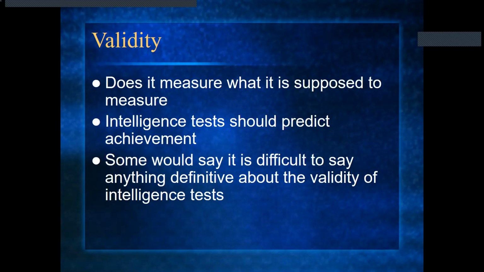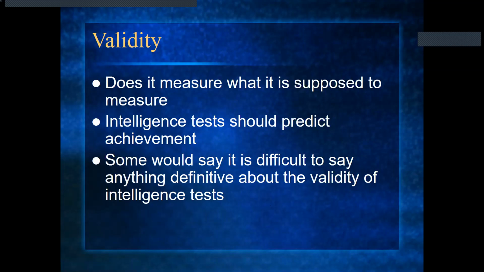So when we talk about testing, we want tests to be reliable, meaning if you took it multiple times, you get similar results. We want them to be valid. We want them to measure what they're supposed to be measuring. So when I give you a test over chapters 9 and 10 in psychology, I want it to measure how proficient you are in the topics in chapters 9 and 10. That's validity. So some would say it's difficult to say anything definitive about the validity of intelligence tests because, well, they're very complicated. And there's so many different views on what makes intelligence.